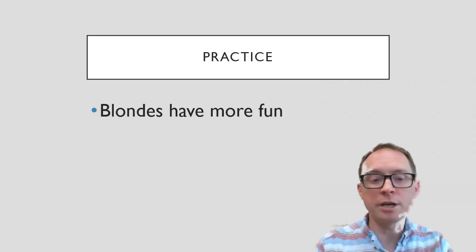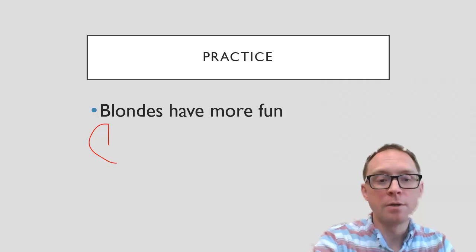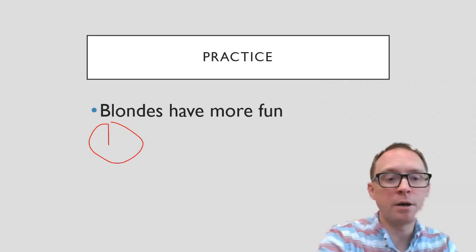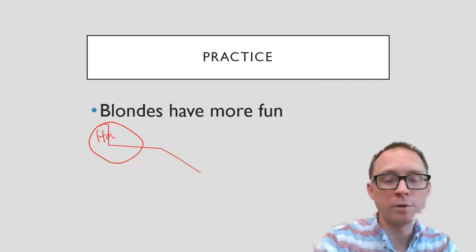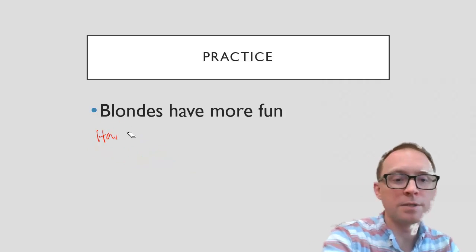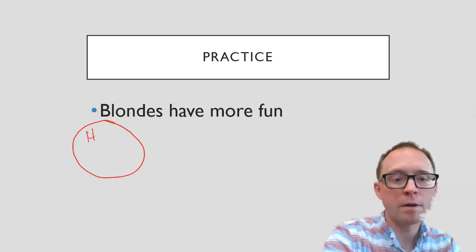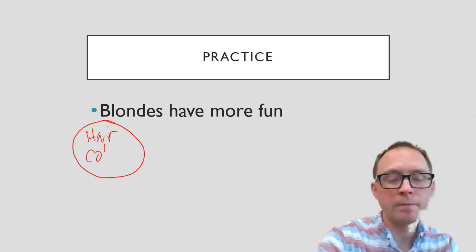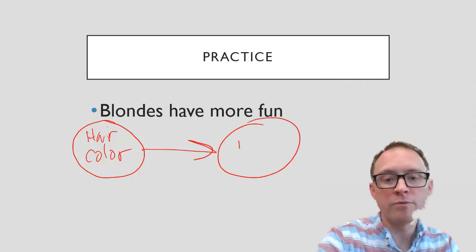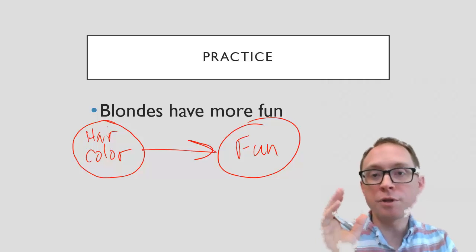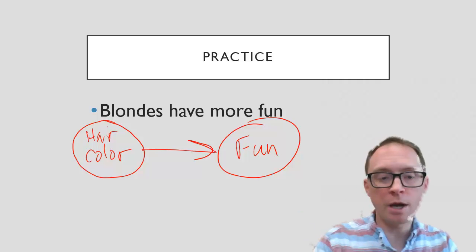The correlational study would look something like this. I've got this concept that I'm going to call hair color. Let's erase some things. Hair color. And I think that hair color is going to affect the amount of fun you're going to have. Okay? Those are the conceptual variables that we care about.